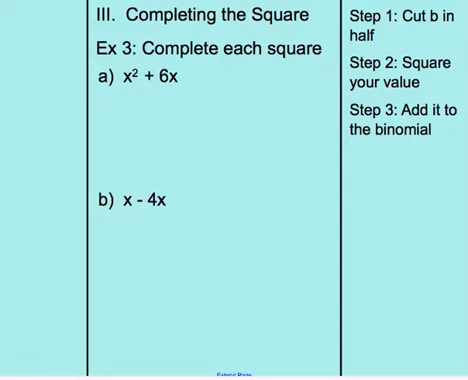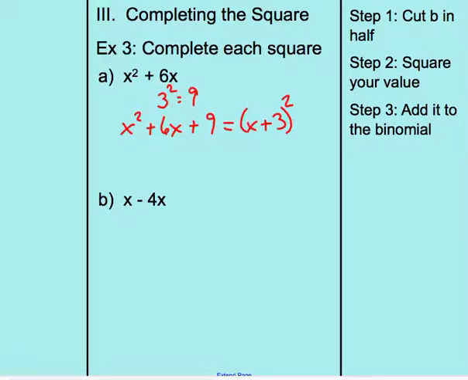So, step 1, cut b in half. b, remember, is the value that's being multiplied by your x. So we've got half of 6 is 3. Square it. And then add that value to the binomial. So here's what happens. And this is very similar to what we just saw on the first page: we've got x squared plus 6x plus 9. How would we factor that? This is a T-chart method. What multiplies to 9 and adds to 6? 3 and 3. So we'd have x plus 3 times x plus 3, or x plus 3 squared. So we completed the square by creating a trinomial that can be factored as a perfect square.